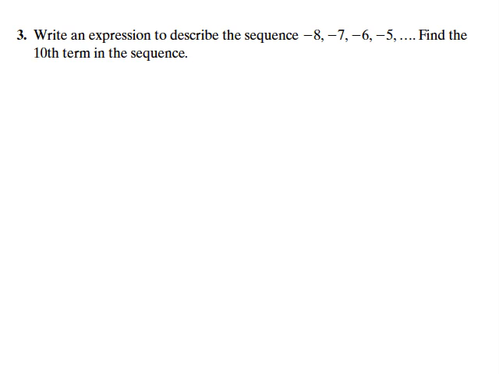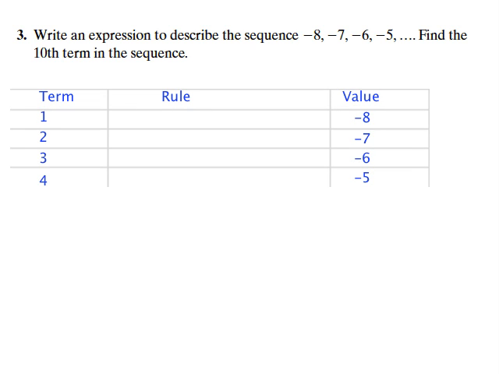Write an expression to describe the sequence: -8, -7, -6, -5. Find the 10th term in the sequence. Creating a table could be very helpful in figuring out this sequence. In this particular example, for the first term, we have to try to figure out what we are doing to 1 to get -8. What do we do to 2 to get -7? What do we do to 3 to get -6? And what do we do to 4 to get -5?